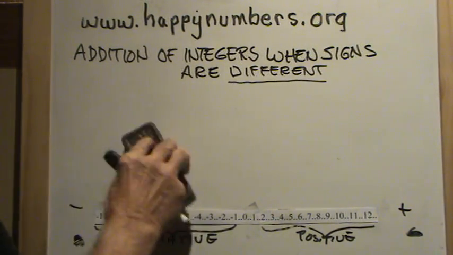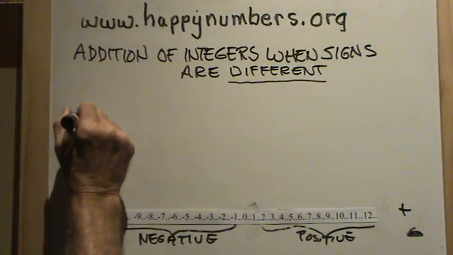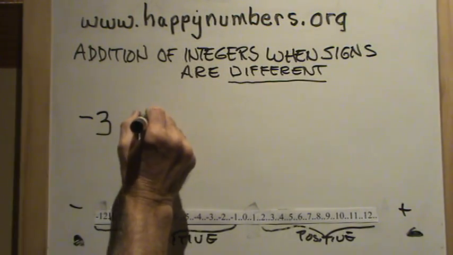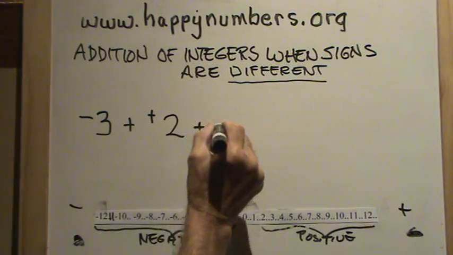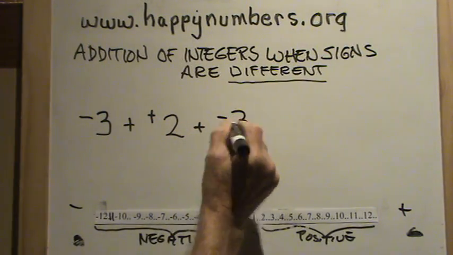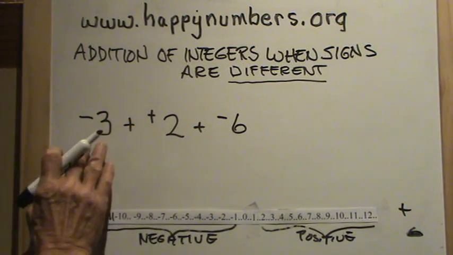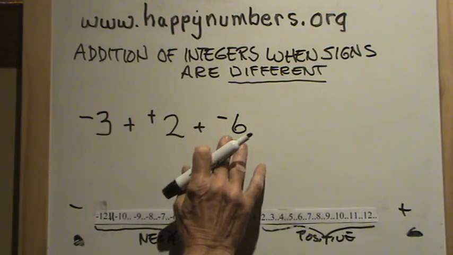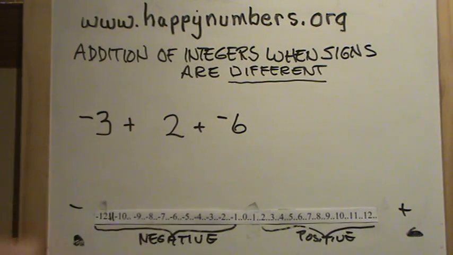You might encounter a problem like this. Negative 3 plus a positive 2 plus a negative 3. Well, no, let's make this a negative 6. So now we have a negative 3 plus positive 2 plus a negative 6. And actually, I don't even need to put this here because if there's no sign, we know it's positive.